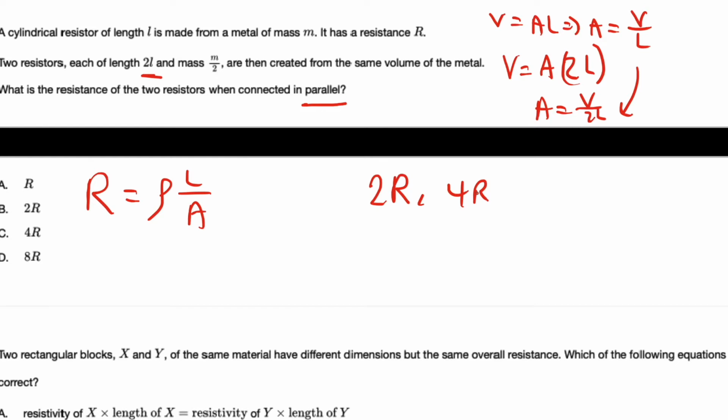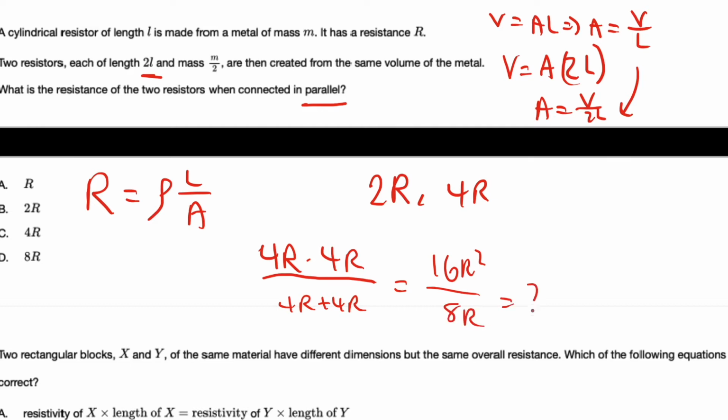So now I can calculate the resistance of the two resistors when connected in parallel. Each of them has a resistance of 4R. Then the total resistance will be equal to what? It's going to be equal to 4R times 4R over 4R plus 4R, which is 16R squared over 8R, which is equal to 2R. So the answer will be B.